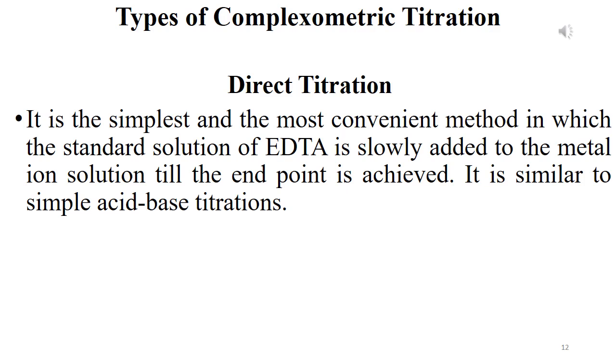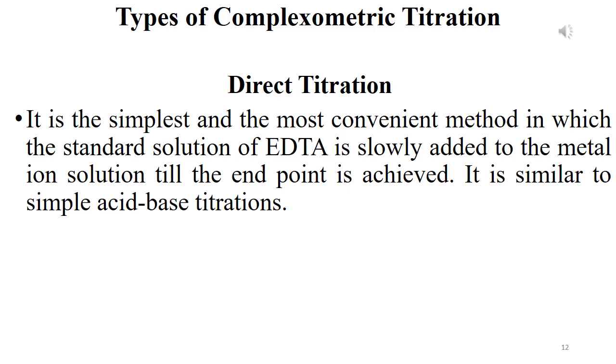It is the simplest and the most convenient method, in which the standard solution of EDTA is used. A standard solution is a solution whose concentration is known. The standard solution of EDTA is slowly added to the metal ion solution whose concentration is unknown till the end point is achieved. An end point is that point at which the color of the indicator changes. This direct titration is similar to the simple acid-base titration.